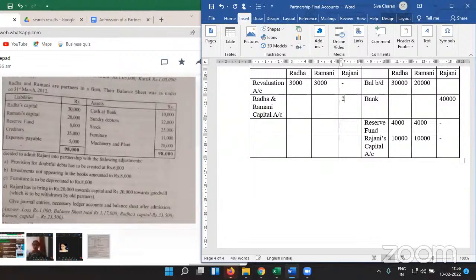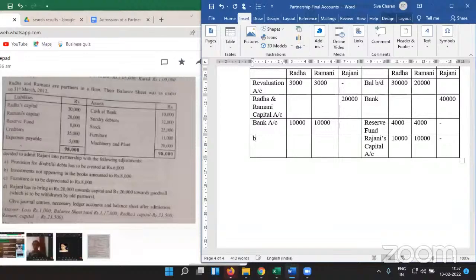Total Rajani's goodwill 20,000 taken by Radha and Ramani. Now they withdrew. Radha and Ramani withdrew the capital. What did they withdraw? The goodwill. What have we written for that? Bank account, 10,000. Right? Now the balance. That's all the transactions from the question balance sheet, revaluation account, and working notes that you have taken.